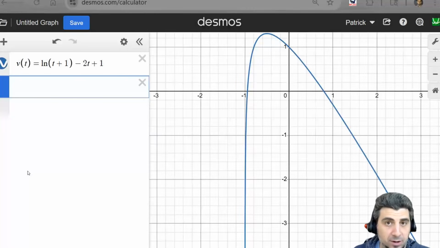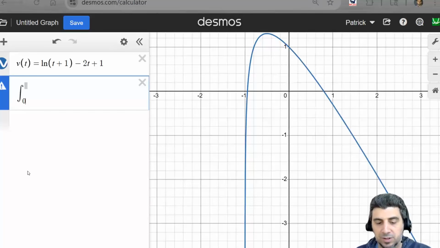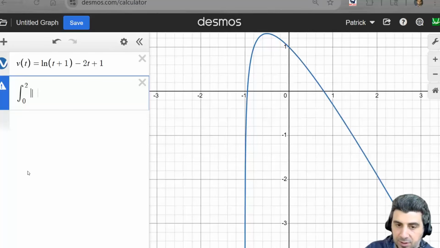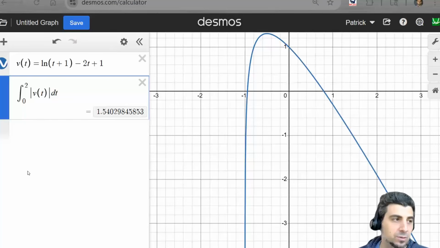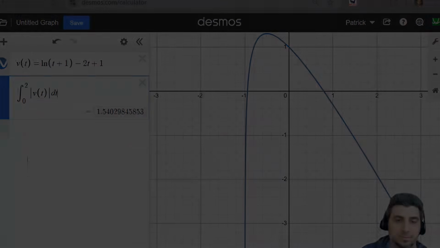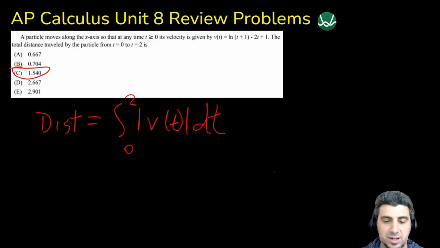And then we can pump this into Desmos and get our decimal answer and just fill in the correct choice. We already got our function in there, so we're just going to do our integral for total distance. So integral from 0 to 2 of the absolute value of v of t. Don't forget the absolute values. That's critical. If you end up with a negative answer, you know you did something wrong there. So 1.540 is our answer. And that's going to be choice C.